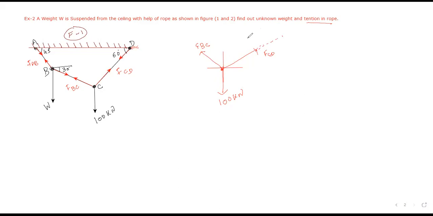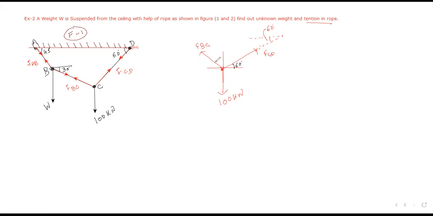In the data it is given that the angle of the force with the horizontal is 30 degrees, and the angle of this rope with the horizontal is 60 degrees. Yes or no? How is 60 degrees given? Please confirm. Is this much clear? Students? Yes, sir. Can I say that this angle is also 60 degrees? Yes or no? Is it clear?